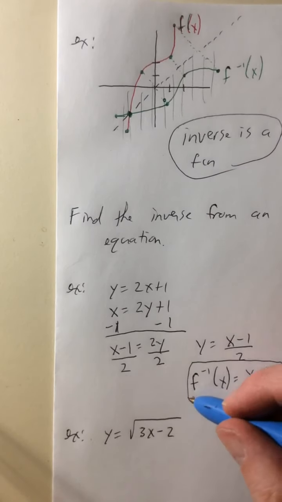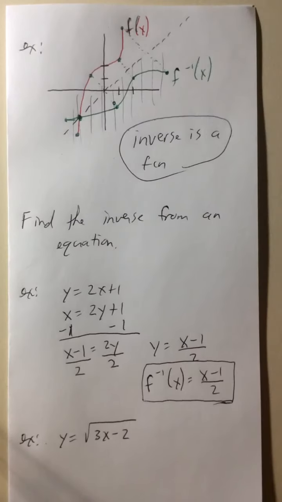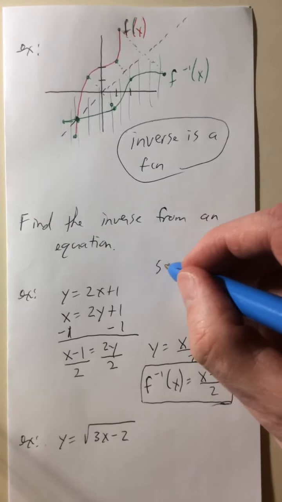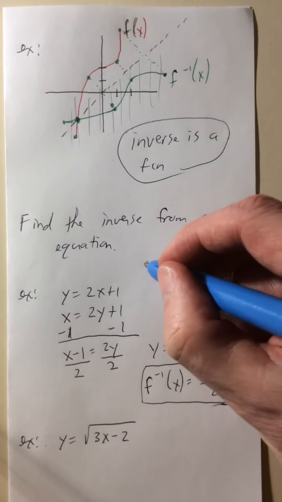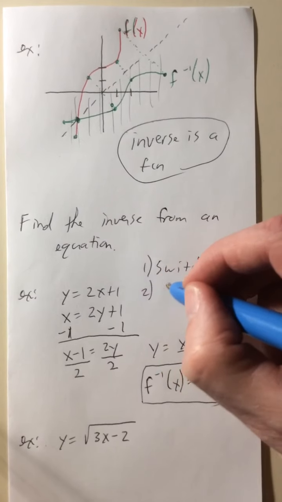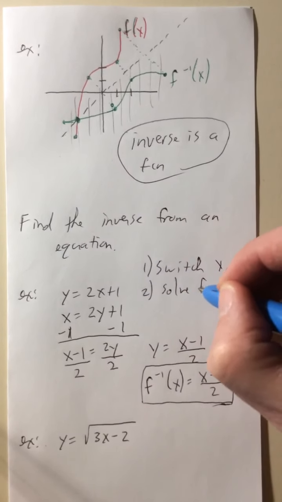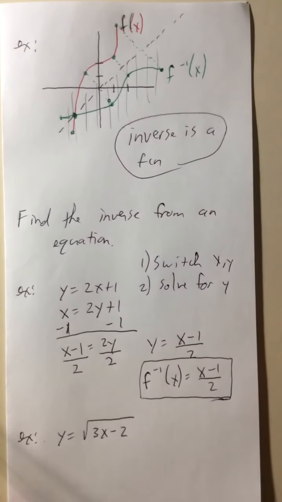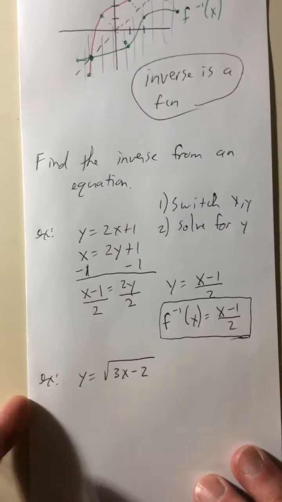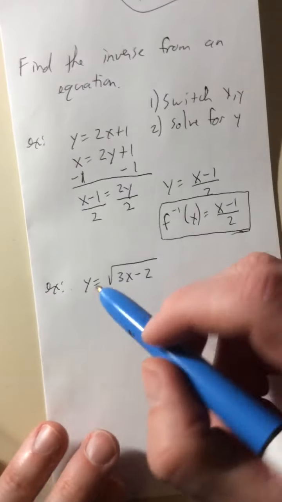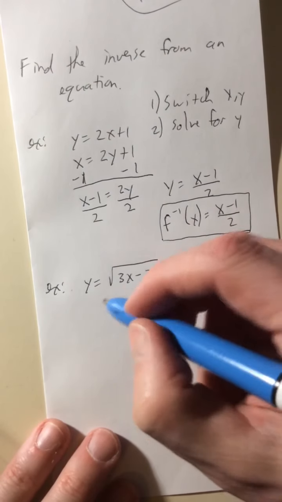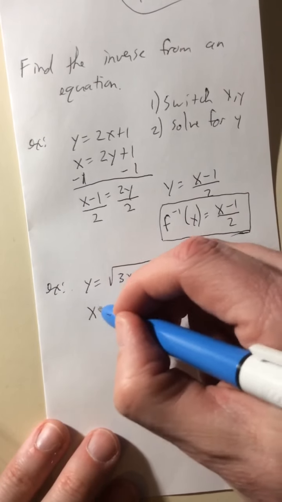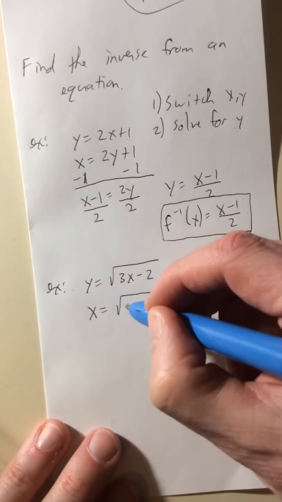All we had to do is switch the x and the y and then solve for y. So switch x comma y, that's step 1. Step 2, solve for y. Okay, same thing right here. So this is already in y equals something times x. So we're just going to switch the x and the y. The next one I don't think I wrote that way on purpose.